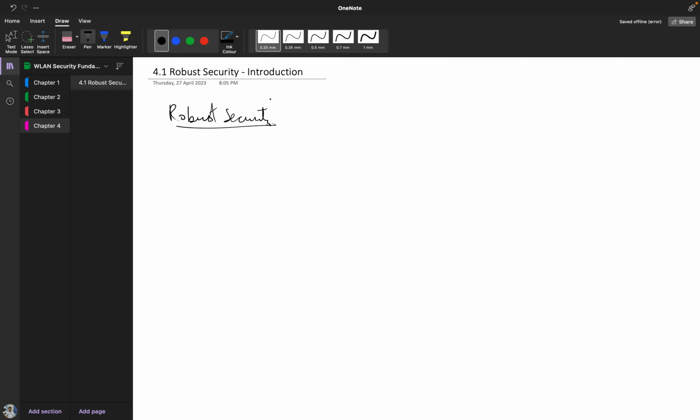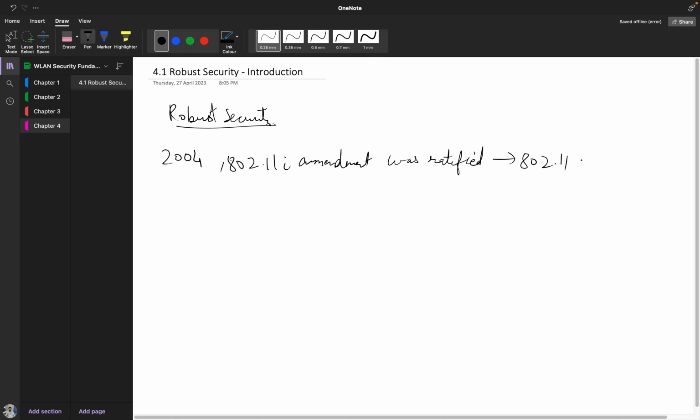Okay, so back in 2004, that was the year the 802.11i security amendment was ratified, which later became a part of the 802.11-2007 standard. You don't need to memorize it, just remember that 802.11i was ratified in 2004. Then it was later called the 802.11-2007 standard.